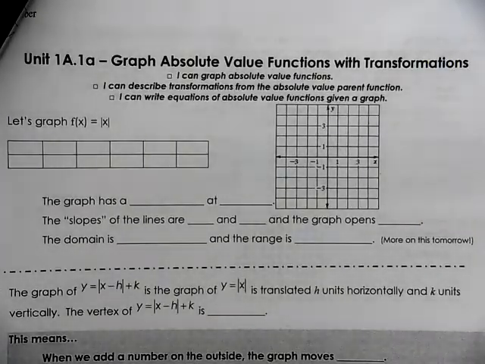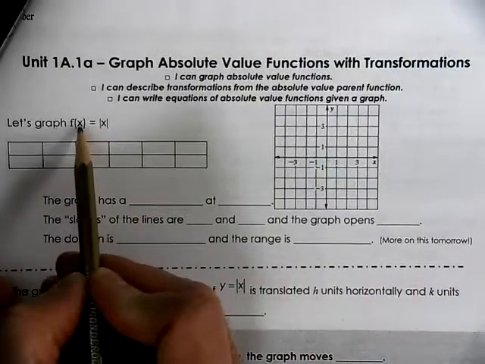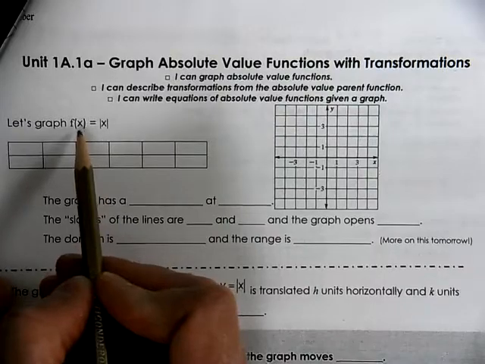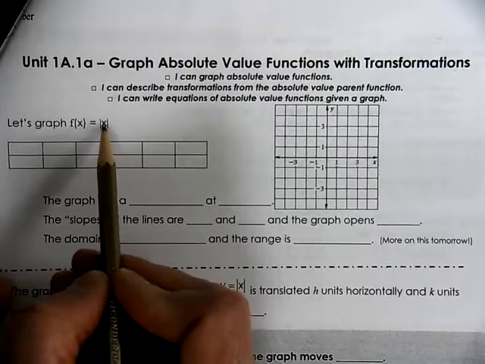This is Algebra 2, trig, 1A. We're going to talk about absolute value graphs. So the first thing we're noticing here is the most basic type of absolute value graph: f of x equals the absolute value of x.